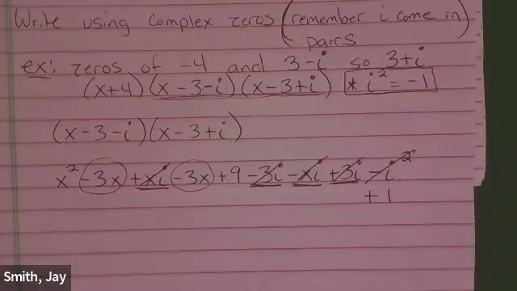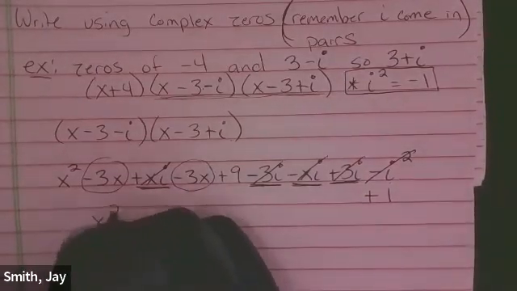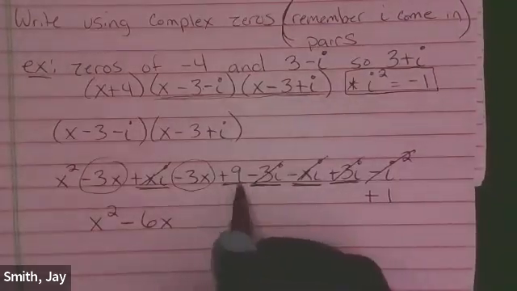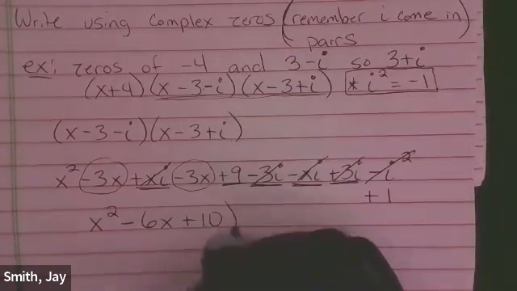We can combine those like terms. That's going to give me a -6x. So what we have is x squared minus 6x. We also have this positive 9 plus 1, so it's going to be plus 10.